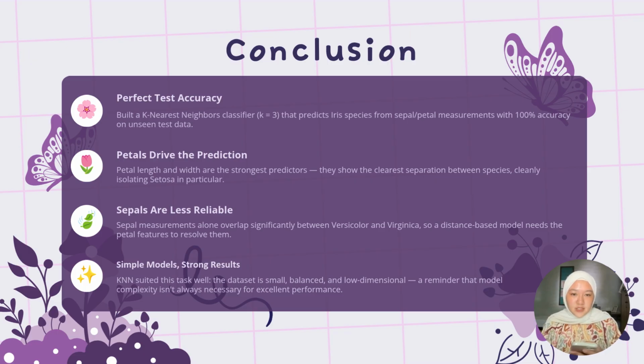In conclusion, here are our key takeaways for this project. First, perfect test accuracy. We built a k nearest neighbors classifier with k equals 3, and it predicted iris species from sepal and petal measurements with 100% accuracy on unseen test data.